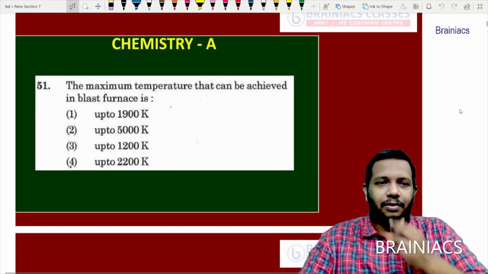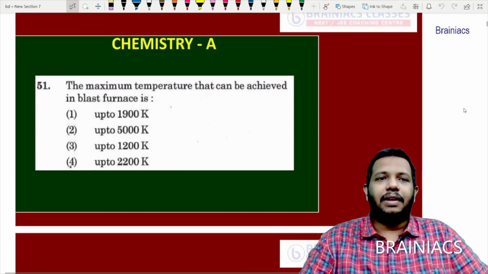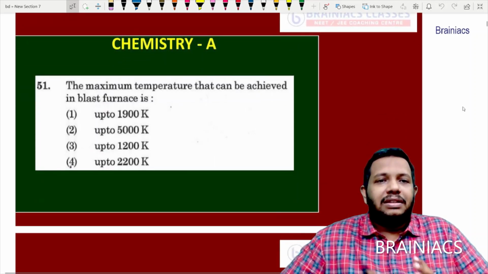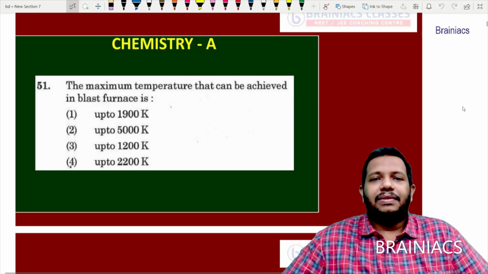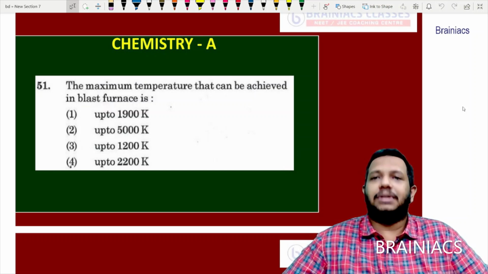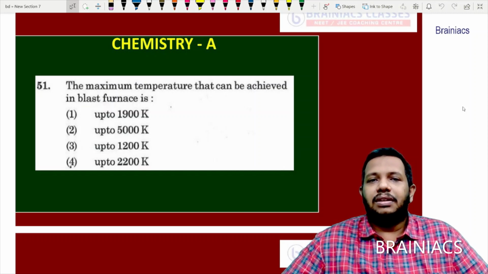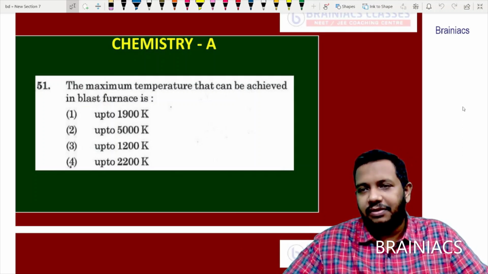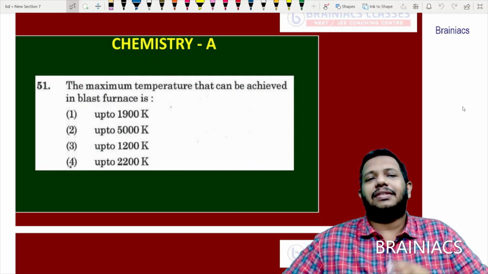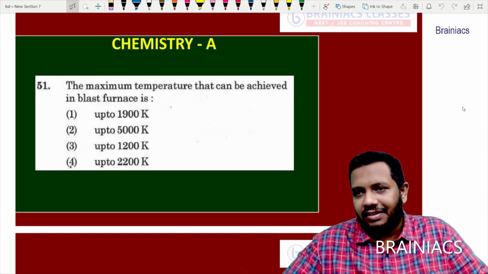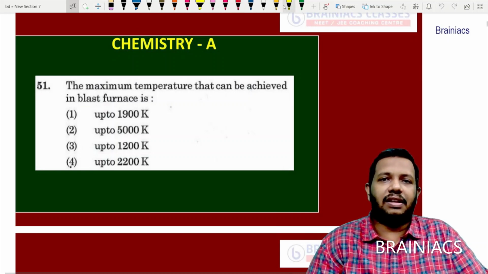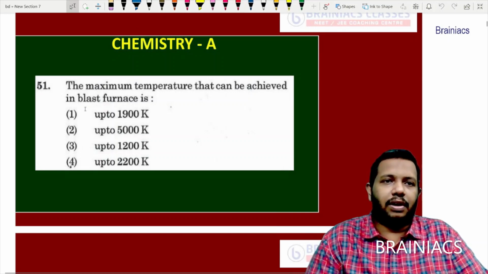So we have the first question in front of you. I hope you could see the question. What is the question here? The maximum temperature that can be achieved in a blast furnace is... This is a question from principles and extraction of ores from the chemistry chapter. This is directly from NCERT, and a similar question was present in Brainiacs model exams as well. So what is the answer? Option 4 is the correct answer.